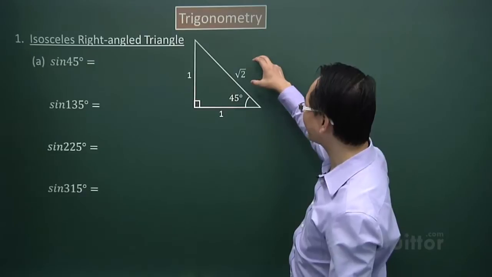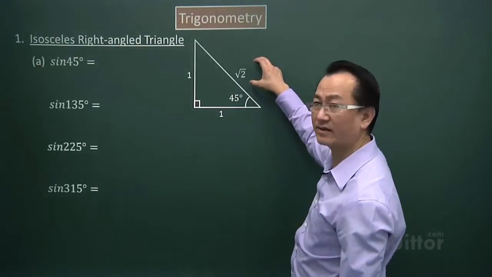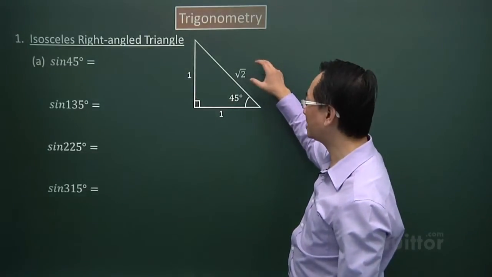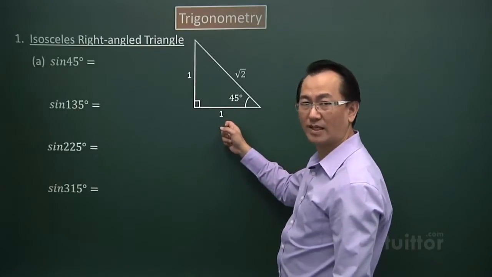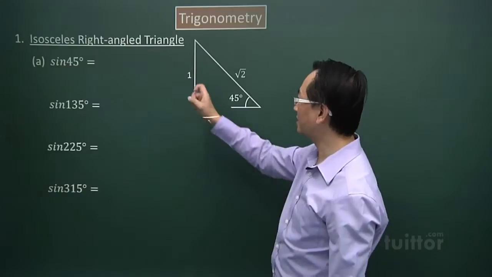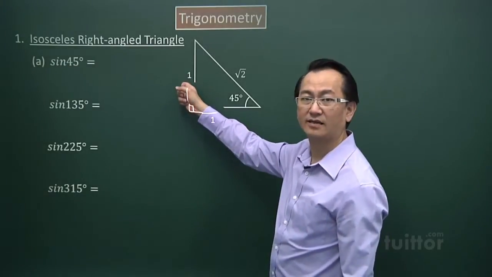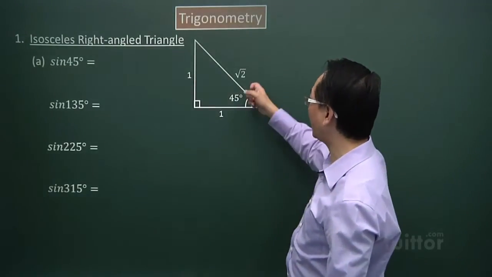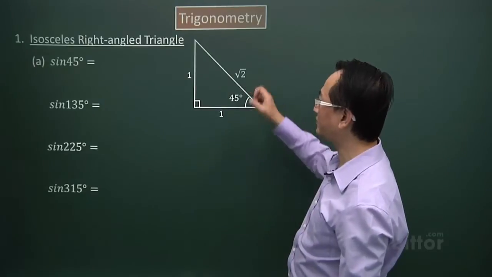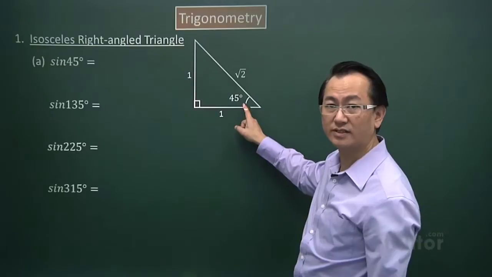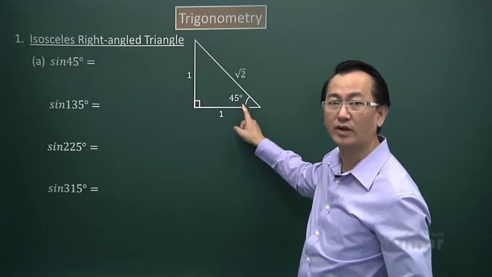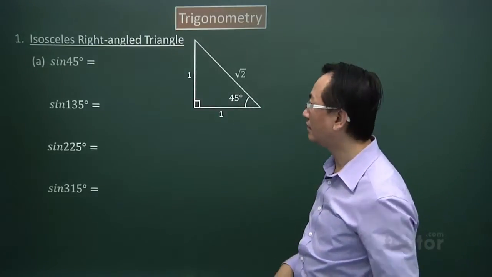To obtain this side, we'll be using Pythagoras theorem. So we will take the square root of the square of this side, 1 squared, plus the square of that side, 1 squared. So we get the result square root 2. So 45 degrees is also the first quadrant angle, or we call it the basic angle.